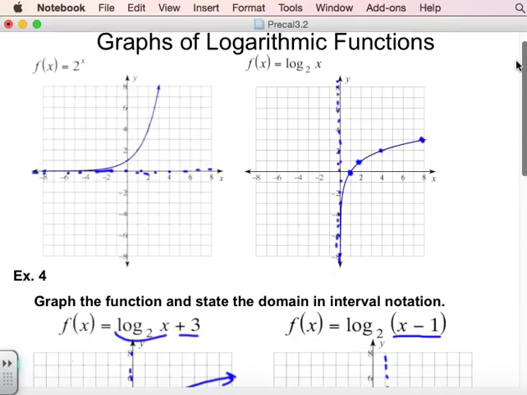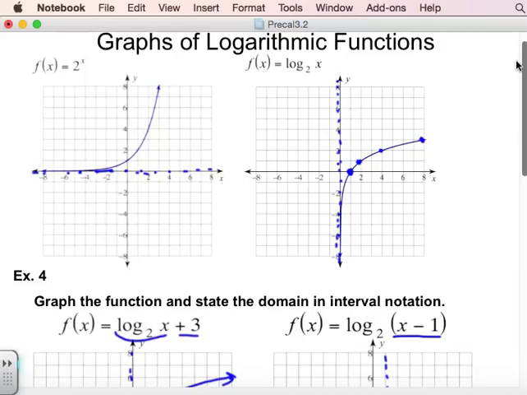But if you think about it, if you plug those values in for x, okay, if I plug 1 in for x, log base 2 of 1. Well, 2 to the 0 is 1. Log base anything of 1 is 0. So I know it's going to be the point 1, 0. Plug in 2, log base 2 of 2. Well, 2 to the what is 2? 2 to the first. So that's why we got 2, 1.